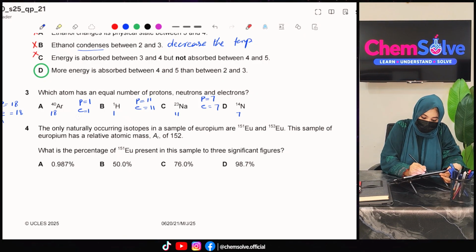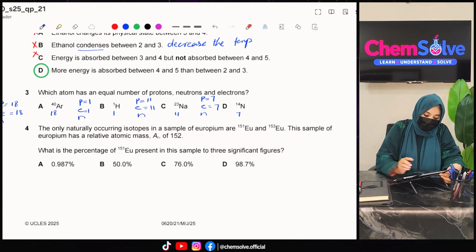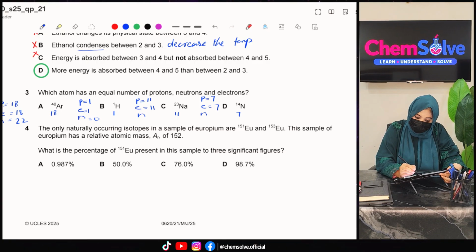Okay, how to calculate the neutron number? We subtract the atomic number from the mass number. So 40 minus 18 is 22, 1 minus 1 is 0, 23 minus 11 is 12, and 14 minus 7 is 7.